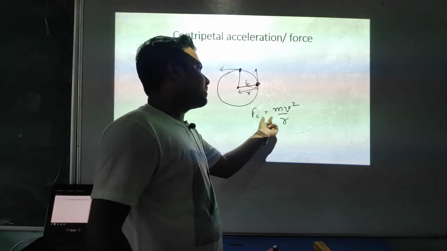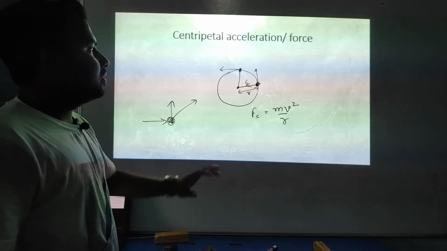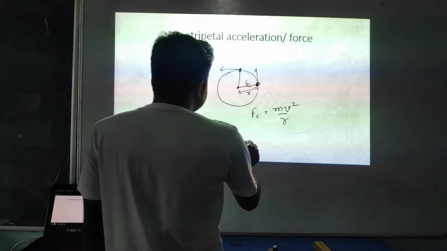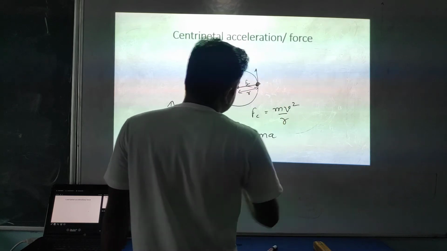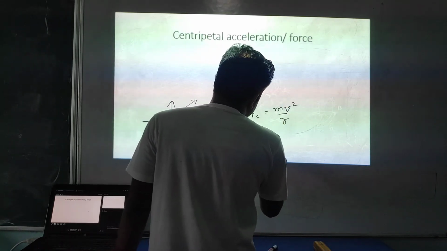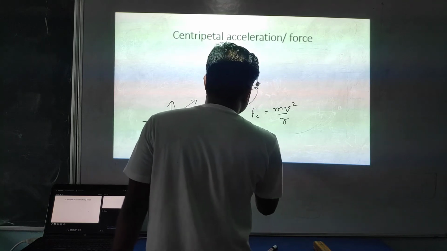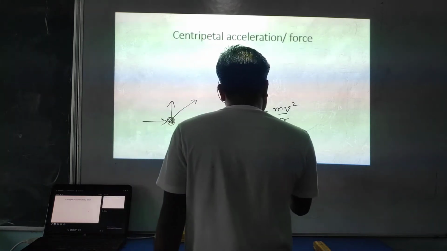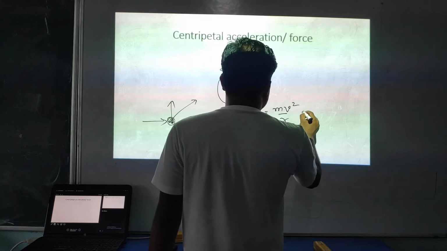We are just talking about the magnitude here. Look at this, I wrote Fc, not Fc vector. In 9th class we have just the magnitude given. Now we all know the magnitude of force is equal to mass into acceleration. So acceleration equals F by m, because here we have to find the acceleration.